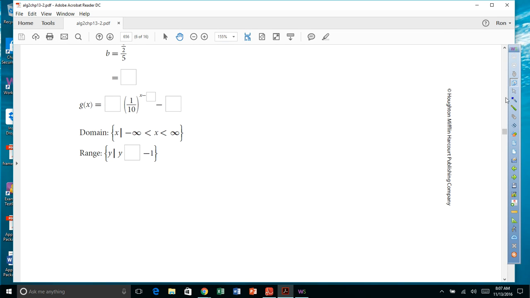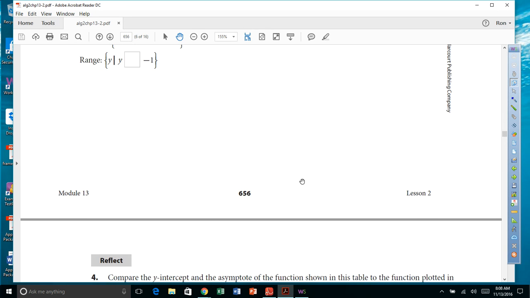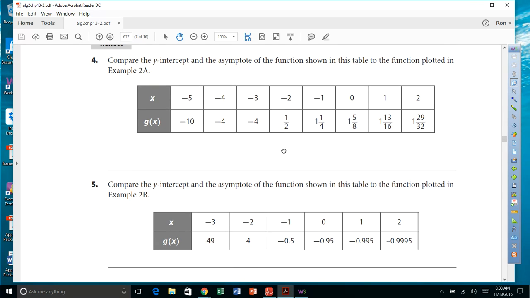All right, we're not done. So let's put them in. G of x equals 1/2 times 1/10 to the x minus 2, minus 1. And so y is greater than -1. The domain is all real numbers, and the range is y, such that y is greater than -1. It's not hard at all.